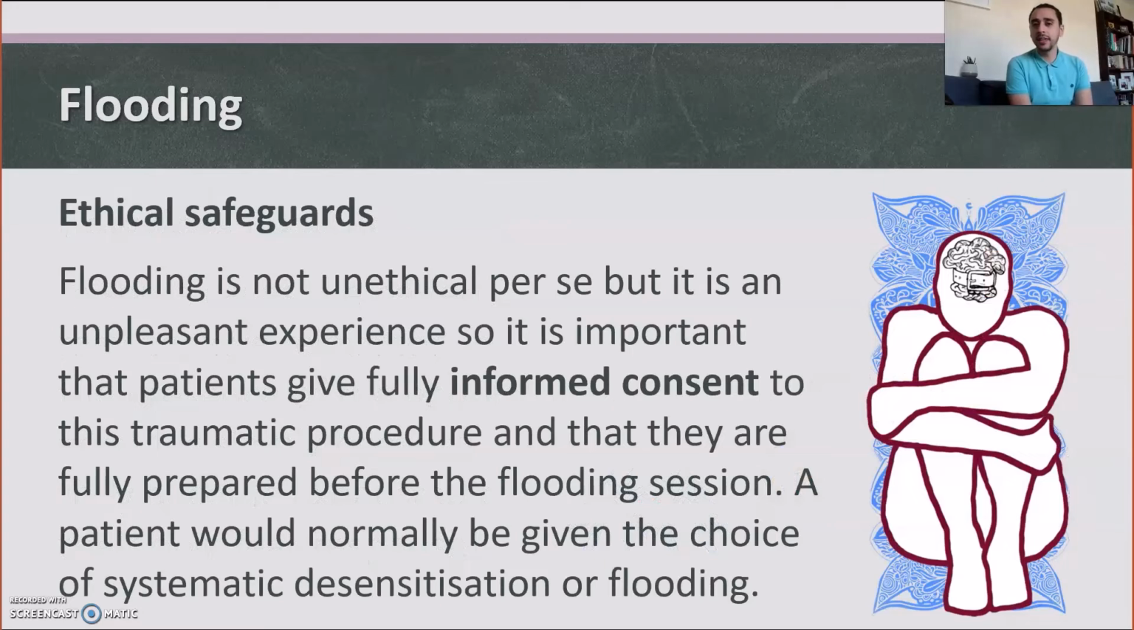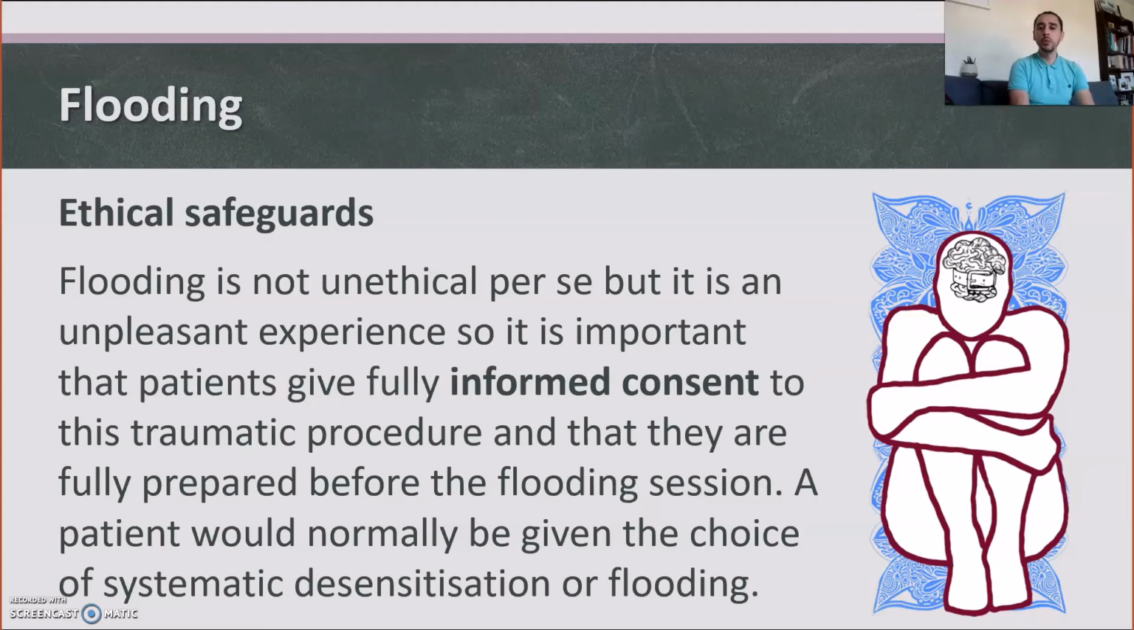Now, there are ethical safeguards to consider, right? Flooding is not unethical per se, but it is an unpleasant experience. So it is important that the patient gives fully informed consent to this traumatic procedure and that they are fully prepared before the flooding session happens.